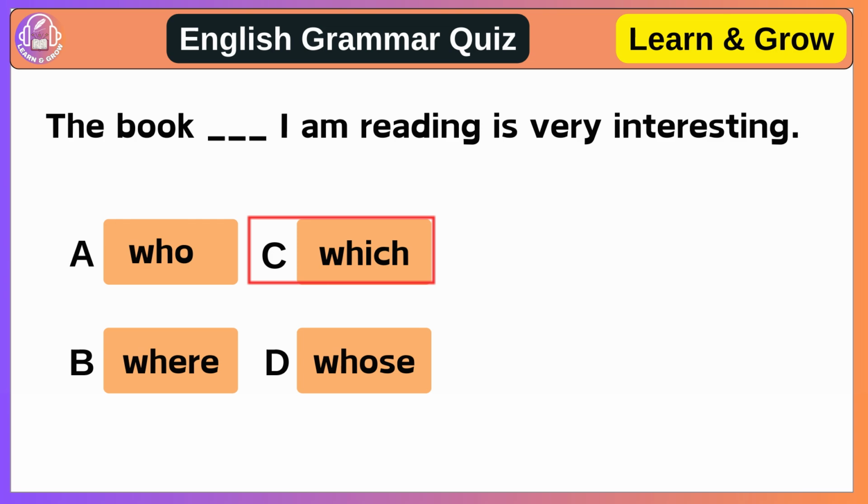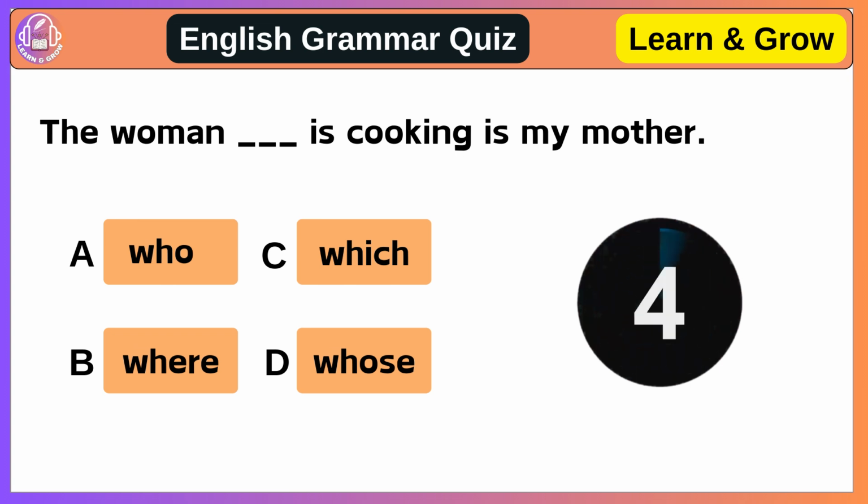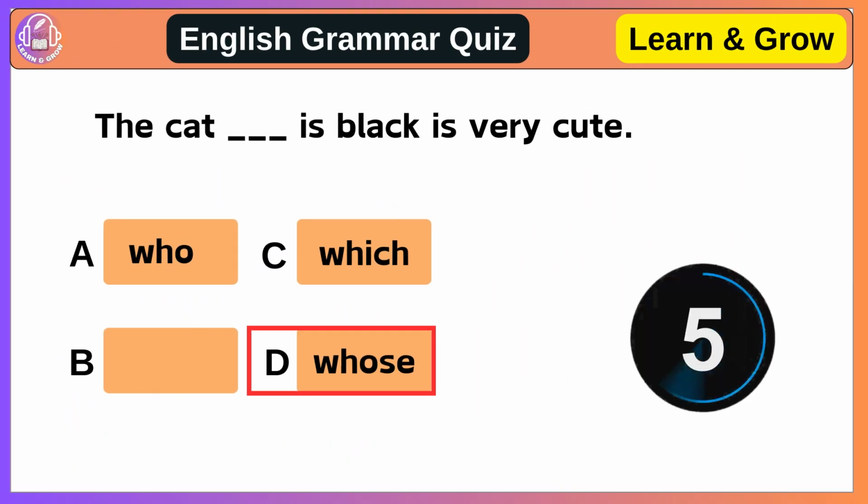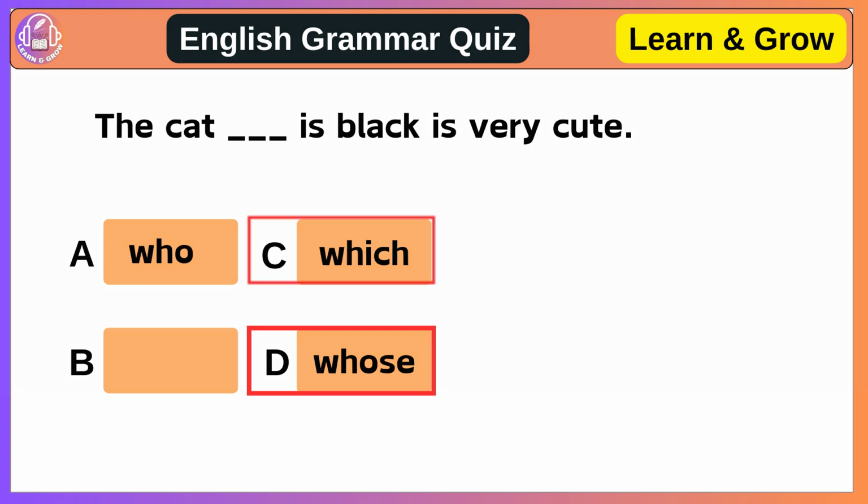Option C, which? The book which I am reading is very interesting. Option A, who? The woman who is cooking is my mother. Option C, which? The cat which is black is very cute.